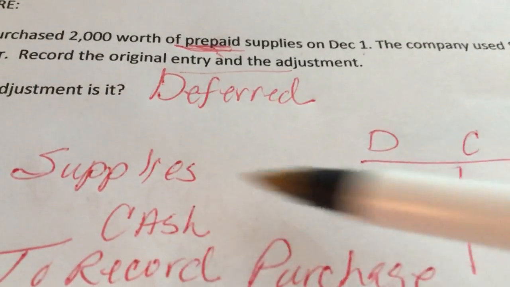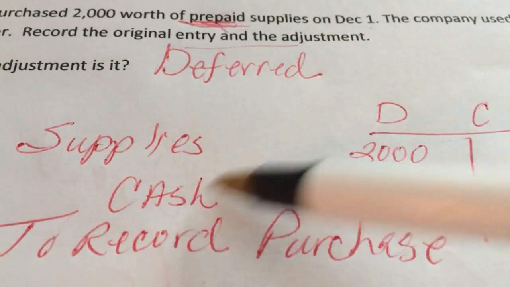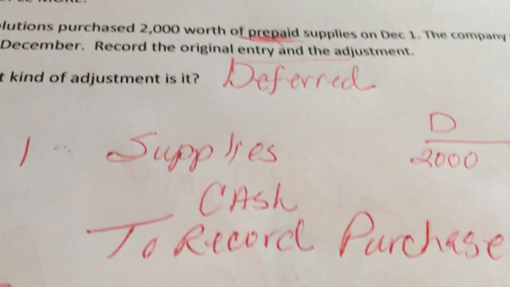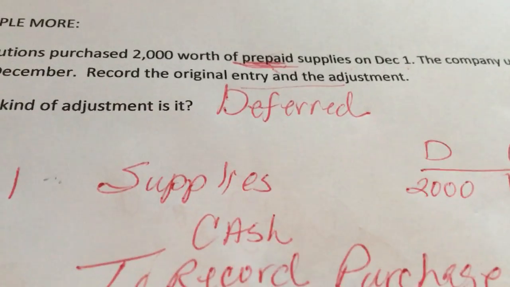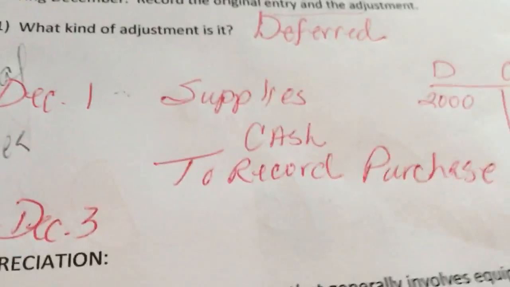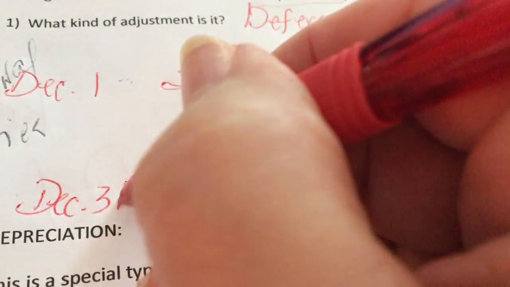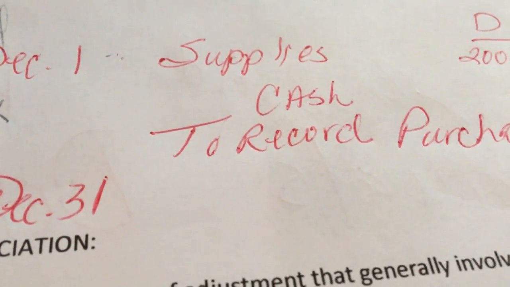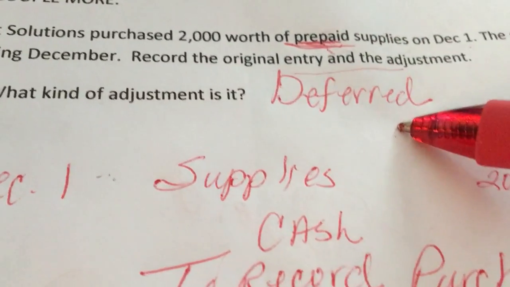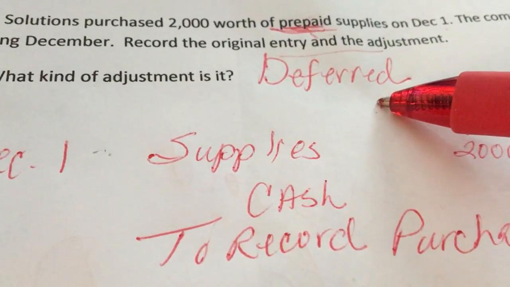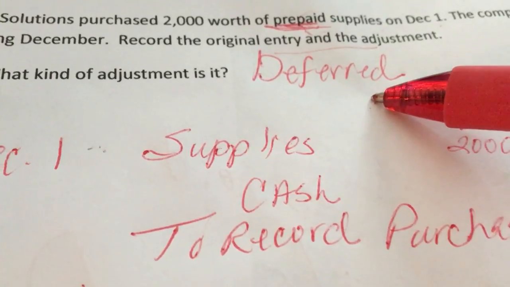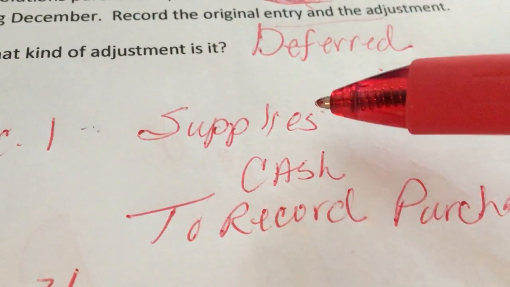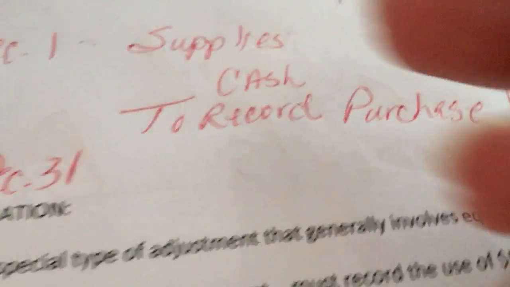they bought the supplies, $2,000 worth, and they credit cash. Okay, they put the supplies in their file cabinet, and then they come back and they have used some of the supplies by the end of the month. Like I told you, if you go in the file cabinet, you start taking pens and that sort of thing out, you're using some. So, we didn't state what kind of deferral this was. You have two choices, deferred revenue or deferred expense.